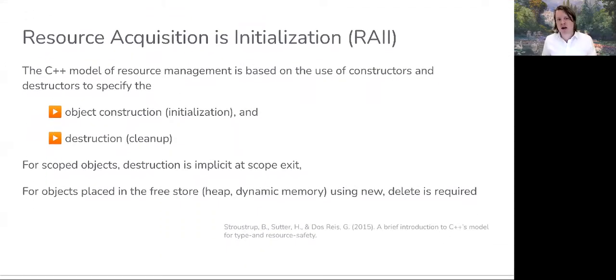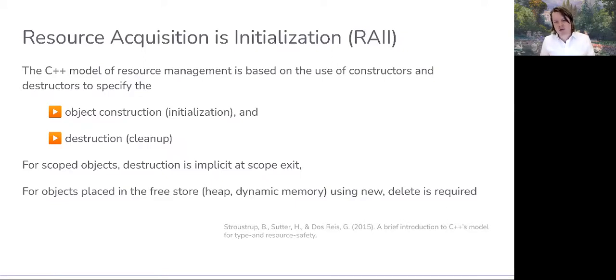The C++ model of resource management, RAII as it's known in short, is based on the use of constructors and destructors to specify the object construction, that is the initialization process, and destruction, so the cleanup or freeing of any resources that were acquired during that object's lifetime. For scoped objects, destruction is going to be implicit at the scope exit. So when that name goes out of scope, and provided there are no references to that object, the lifetime of said object would then be over and the destructor would be invoked implicitly.